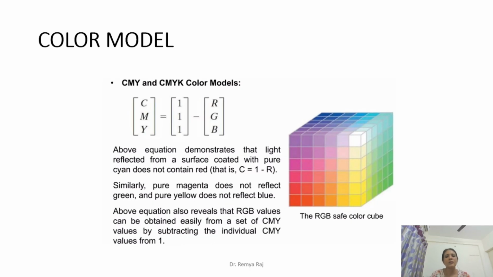So how do we get CMY from RGB? You have to subtract the RGB from 1, which is the highest intensity. So CMY we can get from 1 minus R: the cyan color we can get from 1 minus R, magenta from 1 minus G, and yellow from 1 minus B.